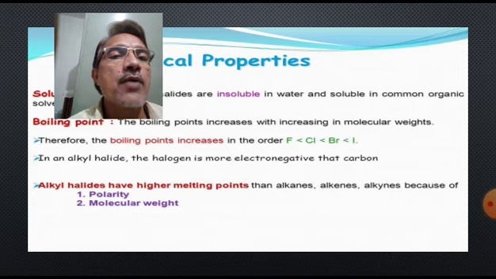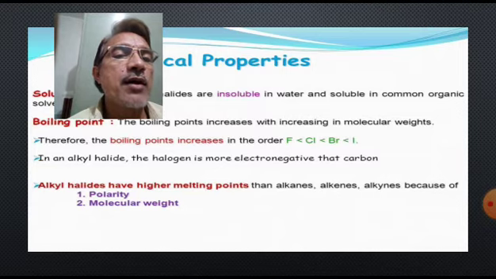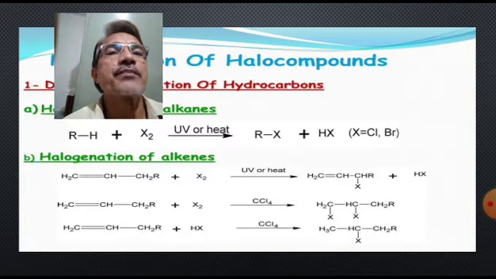Alkyl halides have higher melting points than the corresponding alkanes and alkynes because of polarity and molecular weight. Because of these two reasons, as the polarity increases, melting points also increase. As the molecular weight increases, melting points also increase.